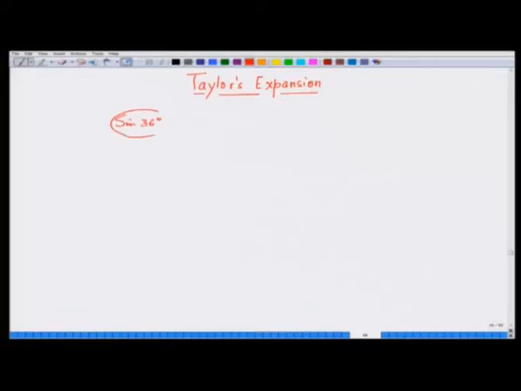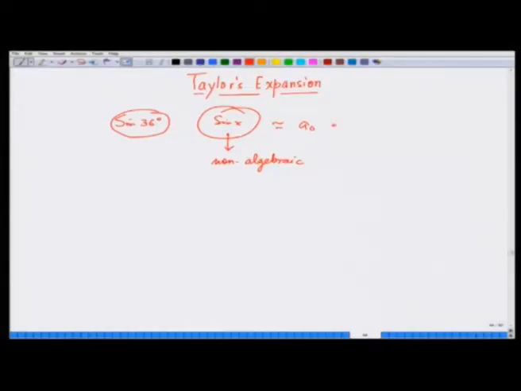So, given such functions which are not algebraic in nature, this type of thing, this sine function, sin x, is non-algebraic. Because it is non-algebraic in nature, is it possible to approximate it through an algebraic function or a polynomial function, where everything is written in terms of powers of some unknown quantity? For example, can I write this as some a0 + a1x + a2x^2 + ... + anx^n, something like this? So, can I approximate it?